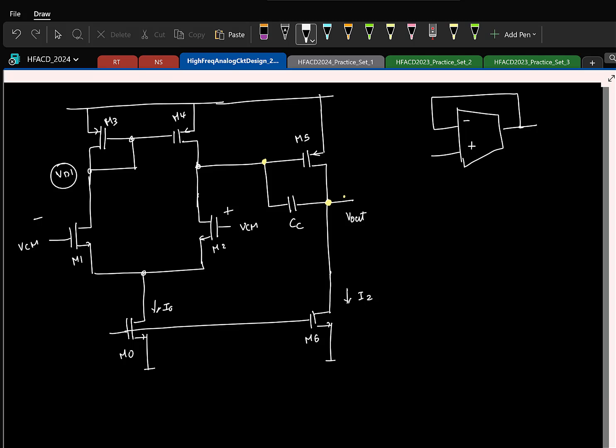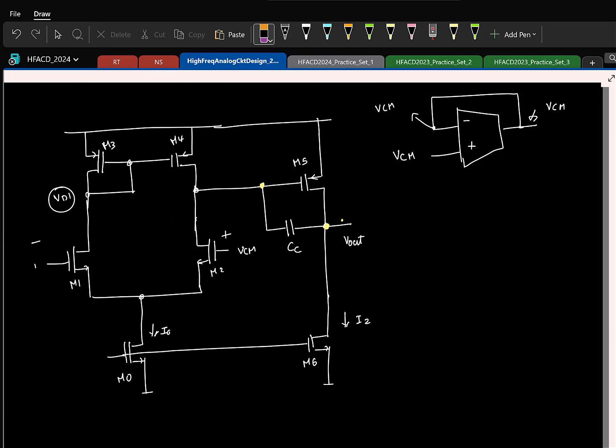So here I'll apply the input at the positive terminal. So without the input, some bias is applied. So then what can you say about this voltage? Yeah, because of the negative feedback, that will also be at VCM, and that is what will set the output common mode. Okay, is that clear?